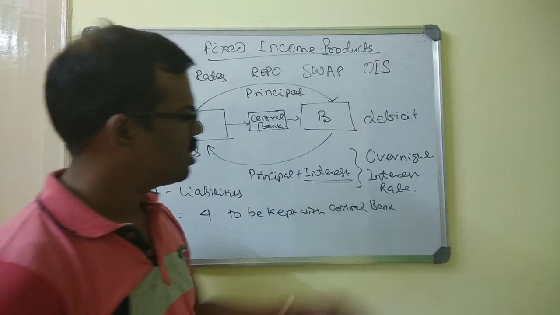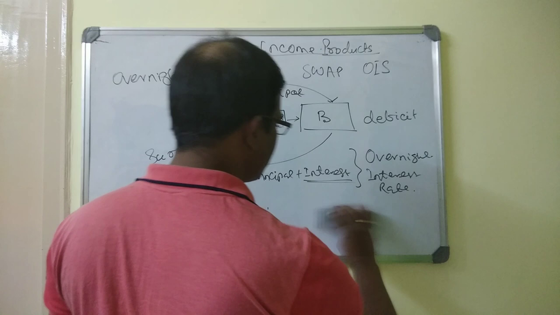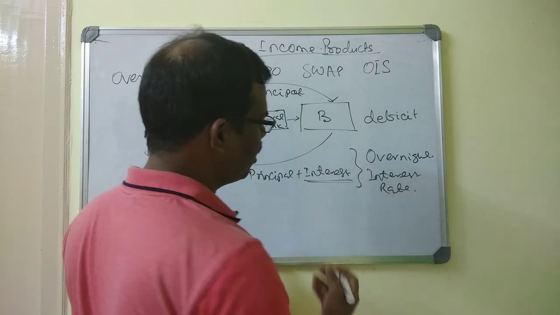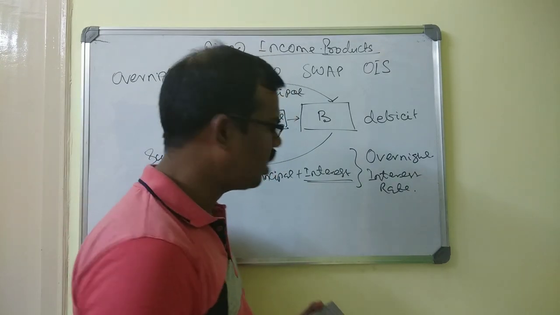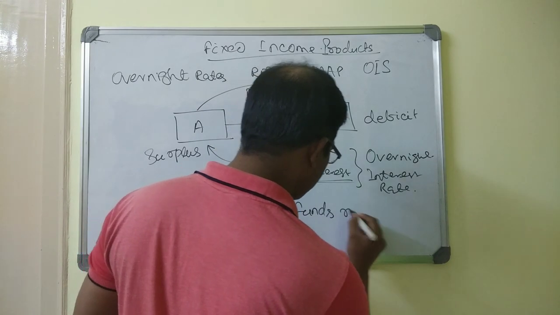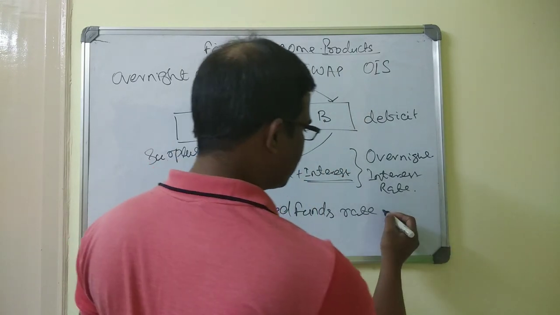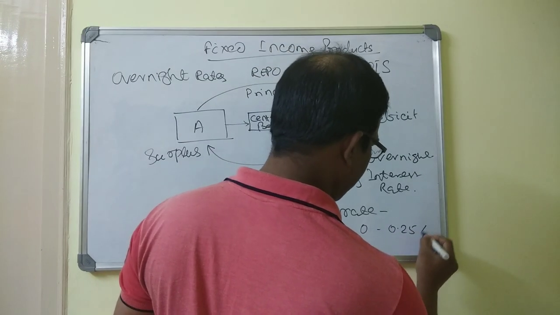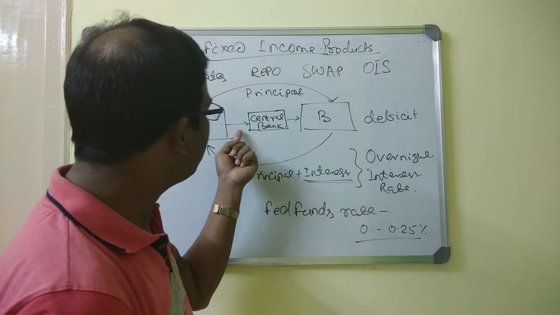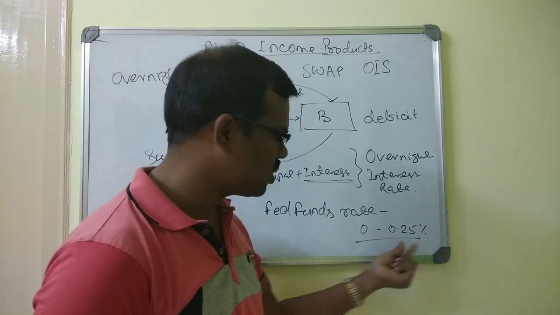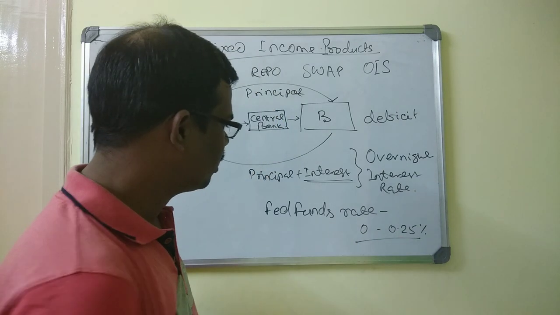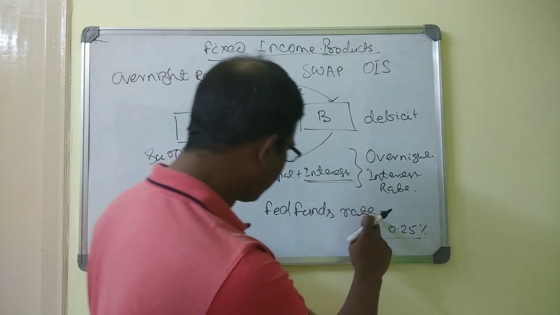In the US, this is called the federal funds rate. You might have seen that the Federal Reserve Chairman announces very regularly what the target federal funds rate will be. Sometimes they say it is 0 to 0.25%, like this. So that means this lending from one institution to another can happen within this range. Somebody may lend at 0.1%, somebody may lend at 0.2%. That interest rate is called the federal funds rate.